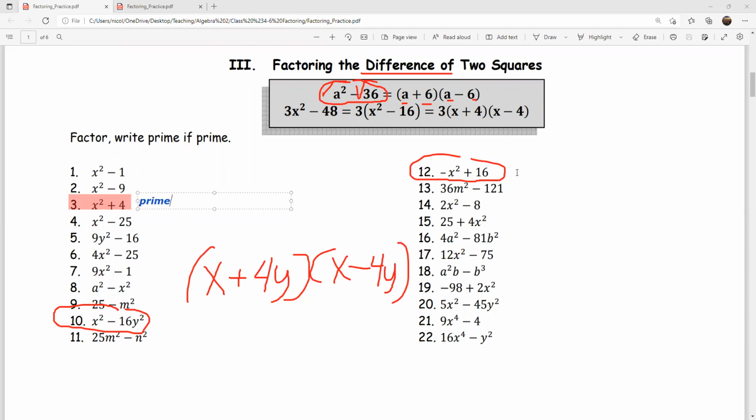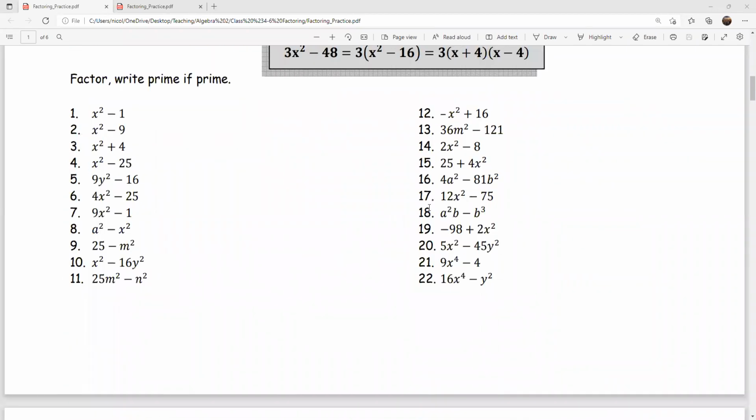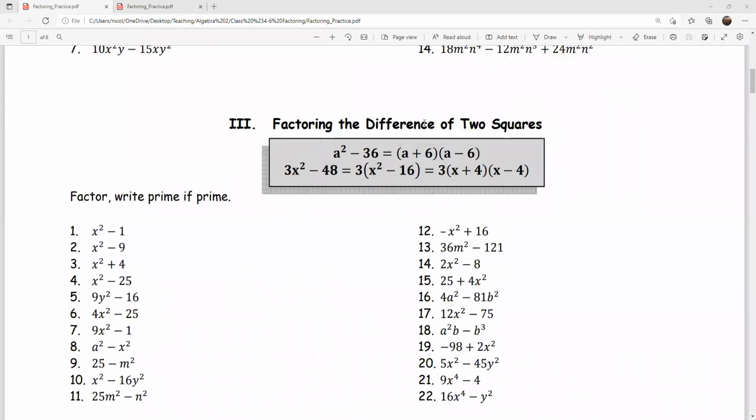You can only factor the difference of two squares. So for number 12 here, you can rearrange it to 16 minus x squared, because that's the difference of two squares, and that would get you 4 minus x, 4 plus x. And when you FOIL it, you get right back to where you started. So after watching this video, I want you to practice numbers 1, 2, and 3. You can also practice on Khan Academy.